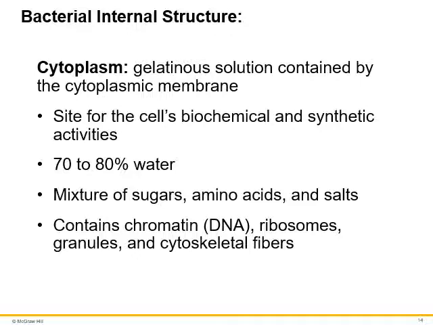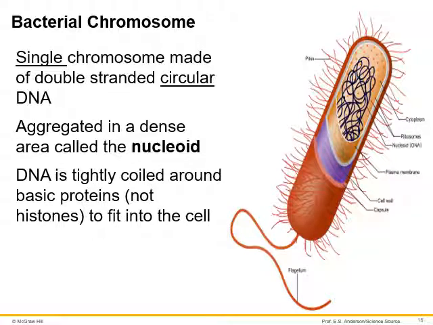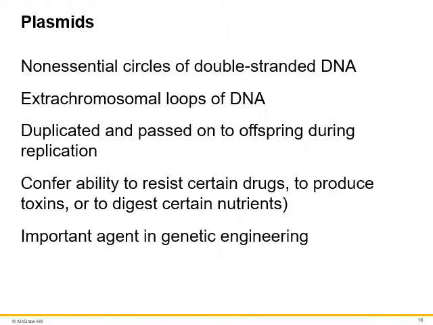We also have cytoskeletal fibers in that cytoplasm. Now, the bacterial chromosome is a double-stranded loop of DNA that's very tightly condensed, so it fits into a very small region of the bacterial cell. It's called the nucleoid. It is organized around basic proteins, basic because they're positively charged, which means they attract the negatively charged DNA. And so this makes them pack more tightly, more efficiently.